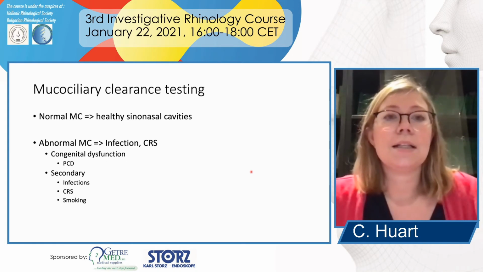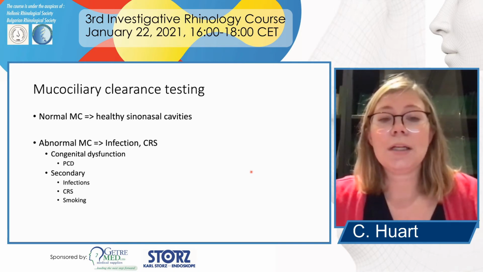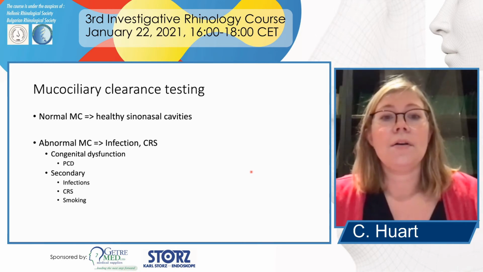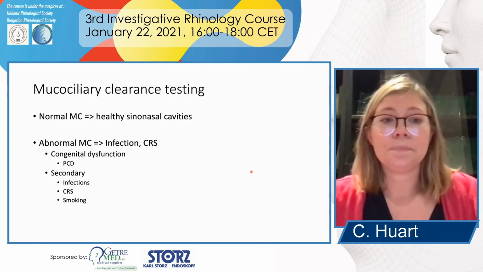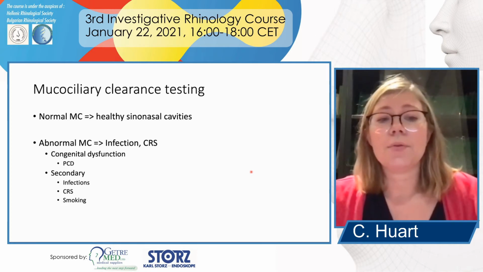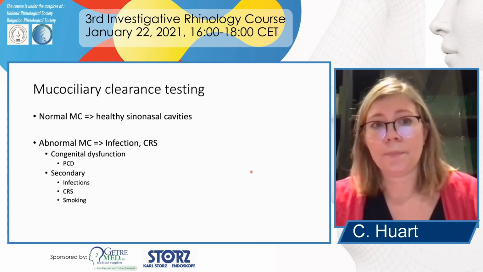Another test that is interesting is the measurement of the mucociliary clearance. You know that normal mucociliary clearance is mandatory to have healthy sinonasal cavities. And if it becomes abnormal, this will lead to infection and chronic rhinosinusitis. It can be abnormal either due to a congenital condition like primary ciliary dyskinesia, or it can become abnormal secondary to infection, chronic rhinosinusitis, or smoking.